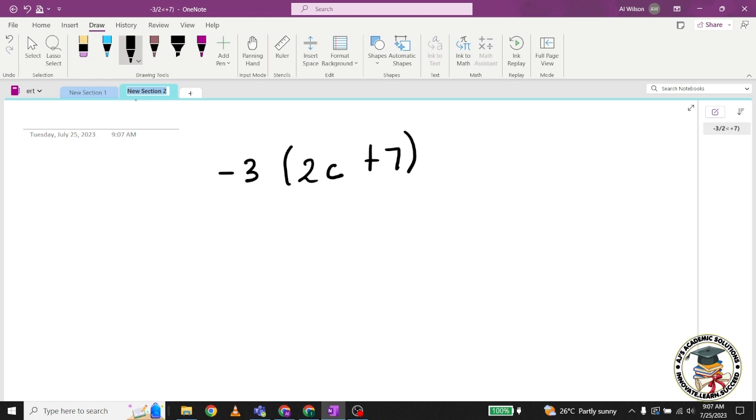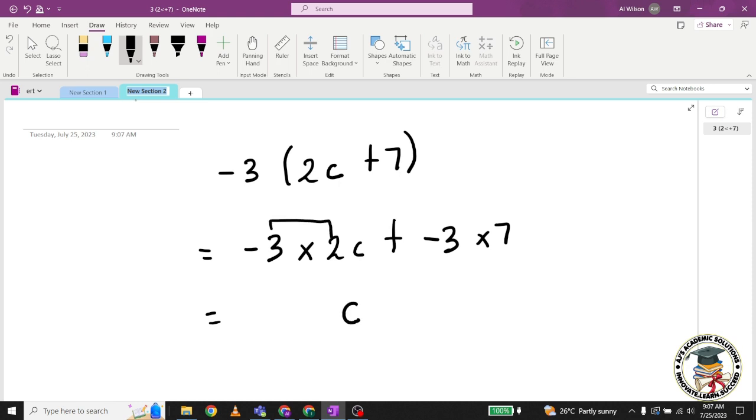So in this one here, what we actually will have is negative 3 times 2c plus, remember again, we're always using addition sign before we actually move on to the next part. We have negative 3 times 7. So this is equal. Notice in the first part our variable is c. And what we have here is negative 3 times 2. 3 times 2 is 6. Negative and positive is negative. So here we're going to have negative 6.